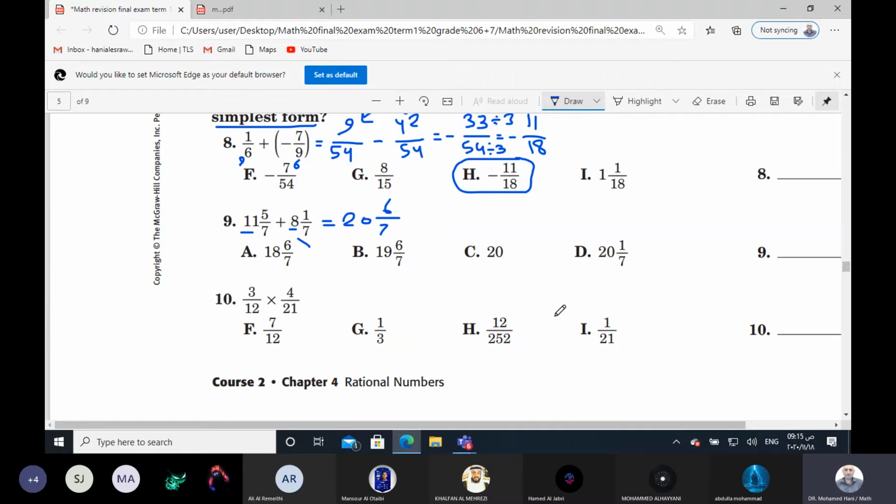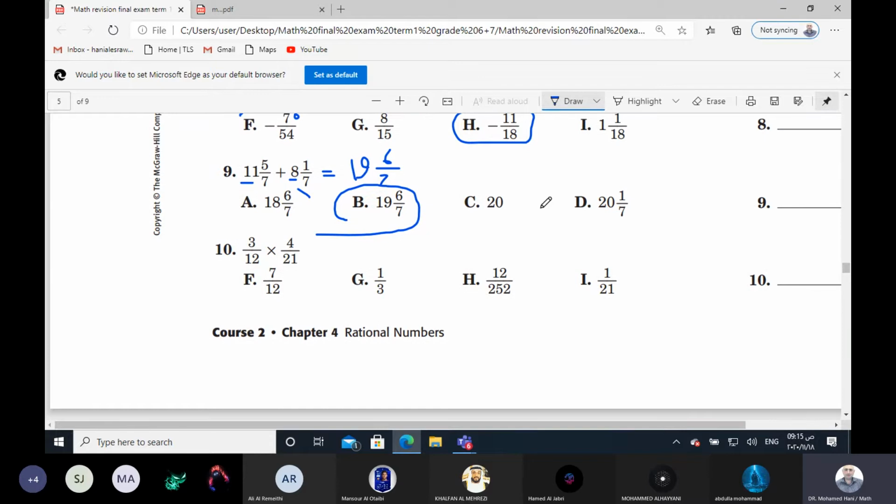Which one? Mister, it will be 19. I have a mistake here. I said 11 plus 8 will be 20. It's wrong. 11 plus 8 will be what? Will be 19. So the answer will be B, 19 and 6 over 7. Number B. Okay. Focus with me, please.